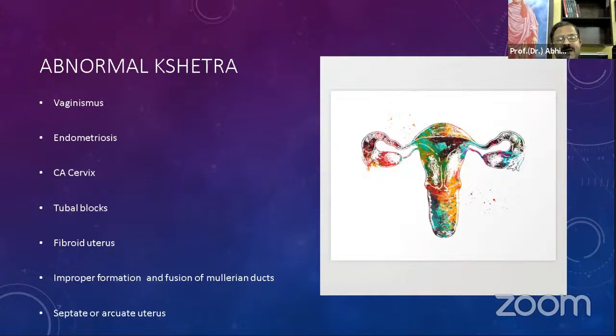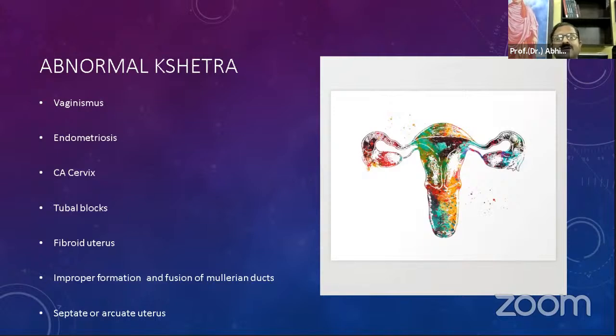So tubal block, again, it is a very dangerous condition, or it is a very common condition we are seeing nowadays. Fibroid uterus, improper formation and fusion of Mullerian ducts, septate or arcuate uterus. These are the things which are supposed to be congenitally seen. Okay, about 4 or 5 things are what we can say. These are the acquired things.